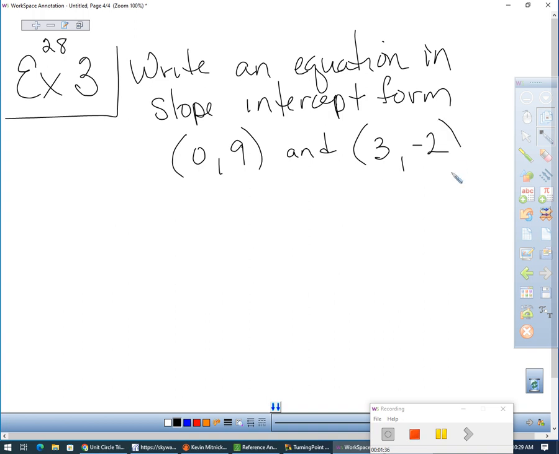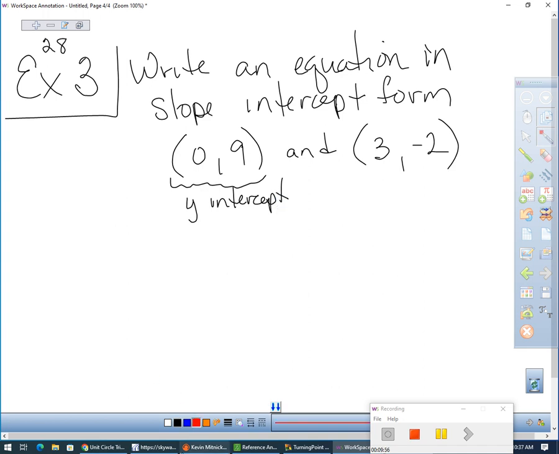In order to write it in slope-intercept form, we have to have the slope. Do we have that right now? Can we find that? And we have to have the y-intercept. Do we have that right now? We do have the y-intercept. This first point is the y-intercept. But we got to find our slope before we can write our equation.